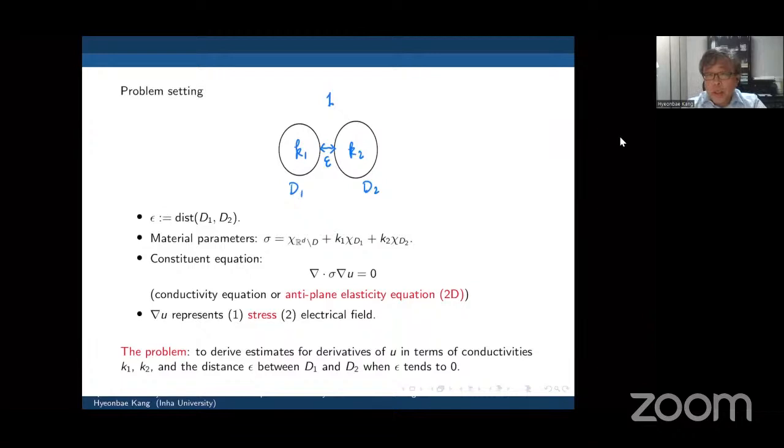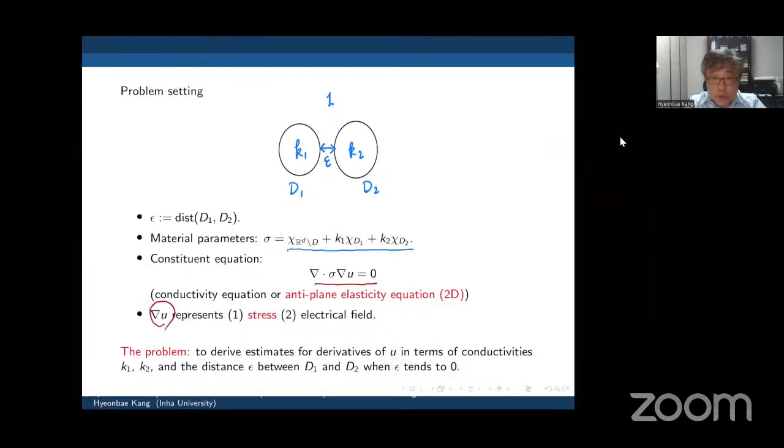If K is infinity, it means the conductor is perfectly conducting. And if K is 0, it means it's insulated, so no flux comes in. So the material parameter for this problem is given like this. And the constituent equation is a conductivity equation. This can be regarded as a conductivity equation or an anti-plane elasticity equation. When u is the solution, the gradient of u represents the stress.